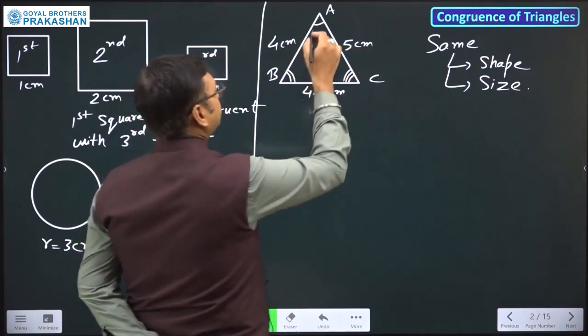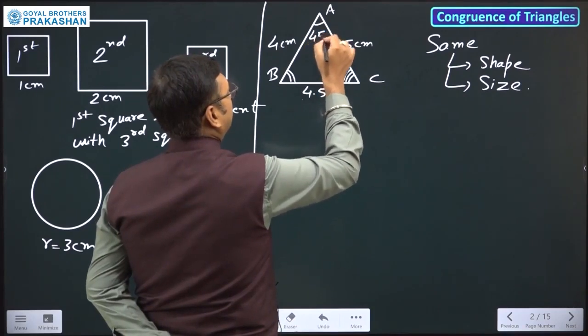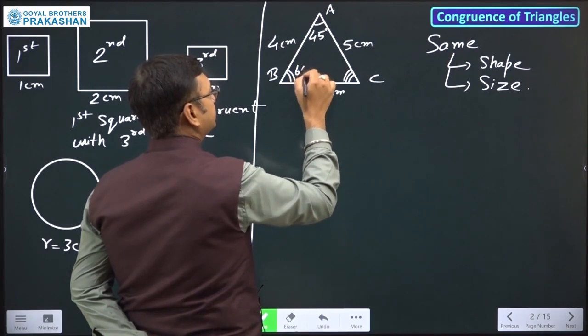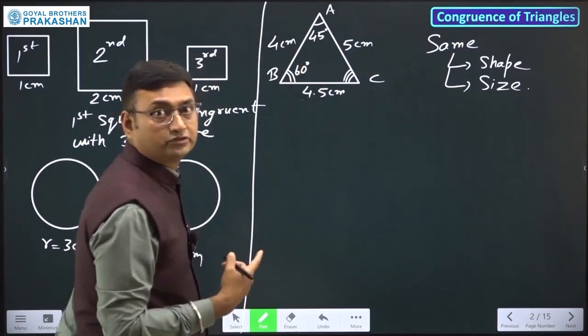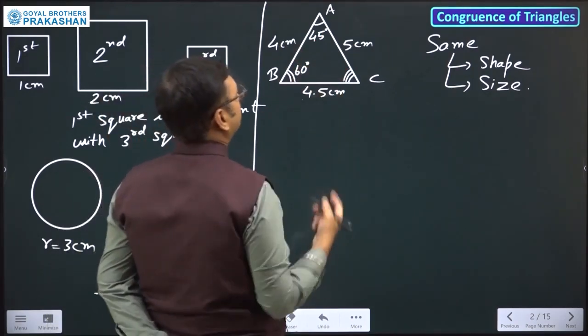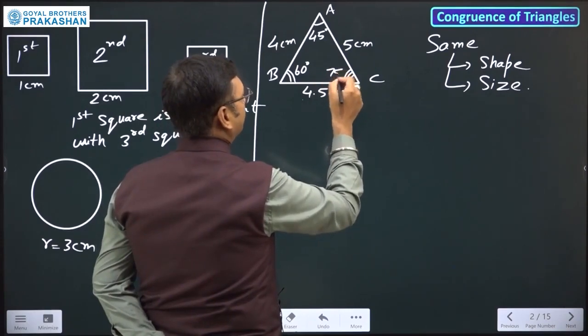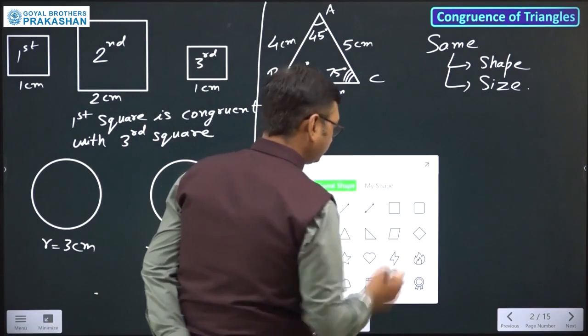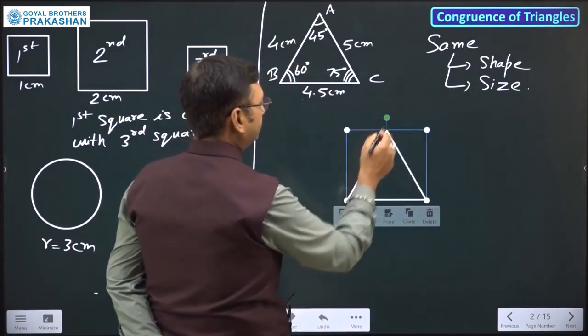And let's say this is 45 degree. Let's say this is how much? Let's say this is 60 degrees. So this will be 45 plus 60, it should be 75 degree. Randomly we are taking any value. Now we are taking another triangle. Let's say we have this another triangle.